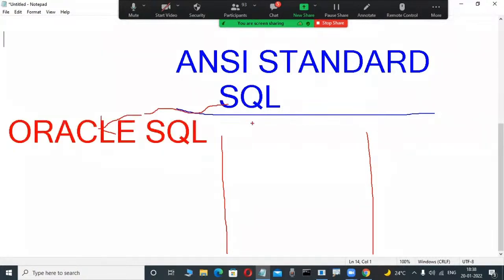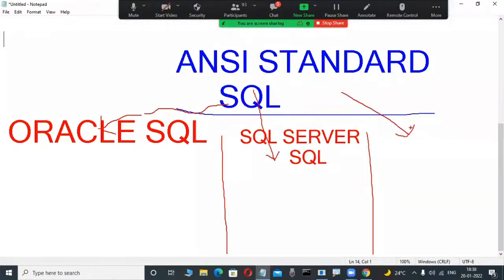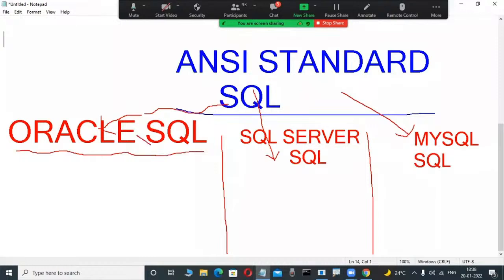Many fellows don't know that. Again, observe here: SQL Server, a Microsoft product, created their own SQL from this ANSI standard SQL, that is called SQL Server SQL. Again, MySQL created their own SQL language from this ANSI standard, that is called MySQL SQL. That's why in our class we are learning Oracle SQL. How do we differentiate all these SQL languages? Conceptually they are the same.